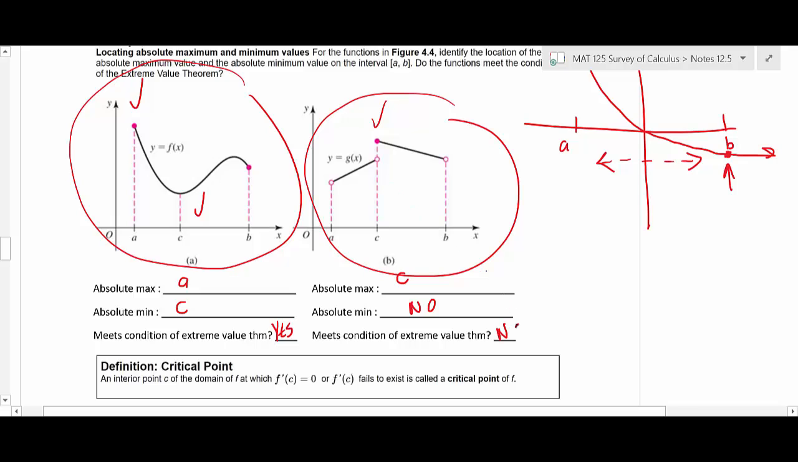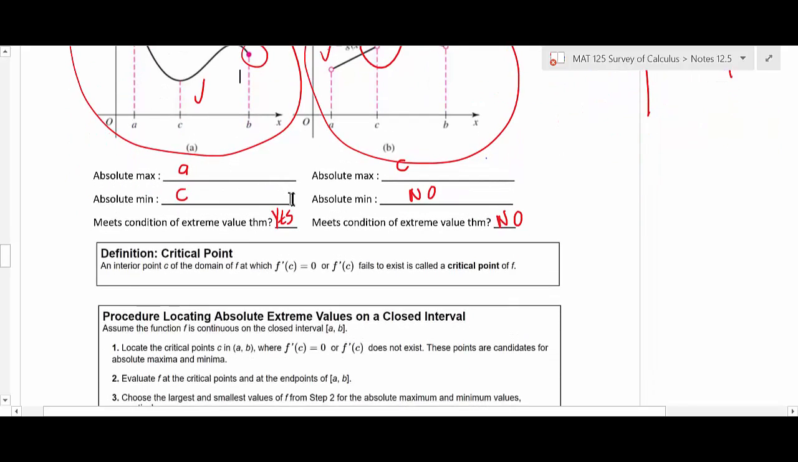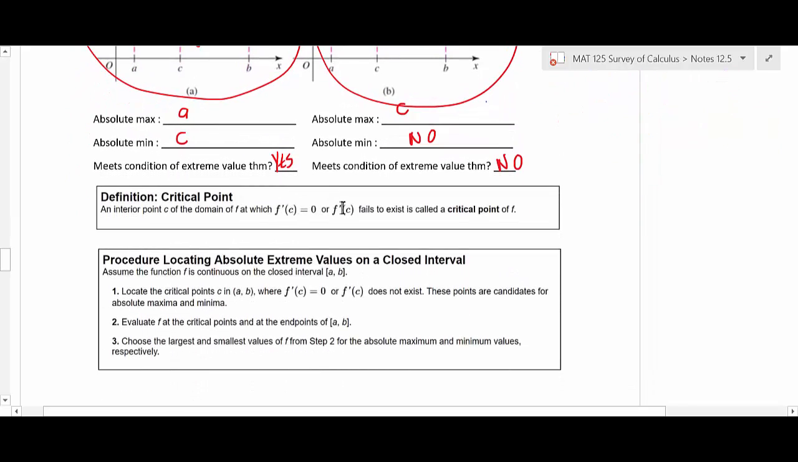No. The problem is you're discontinuous. You've got a break. The other problem is your endpoints are not closed. So you have to be continuous, and you have to have closed intervals. It's got to look like that, closed and continuous. Then it works, okay? We've already talked about critical points. I'm not going to get into that again. That's just a place where the derivative is 0 or it's undefined, okay?